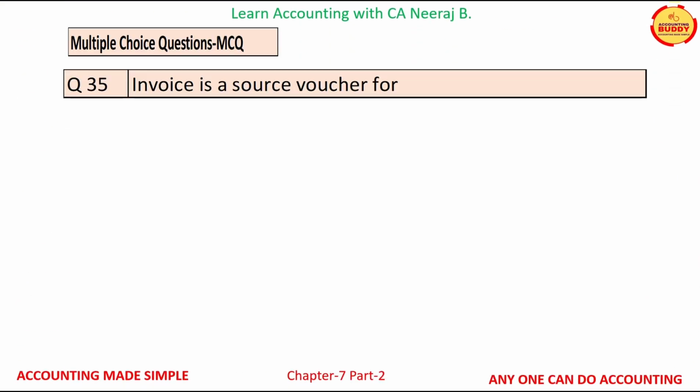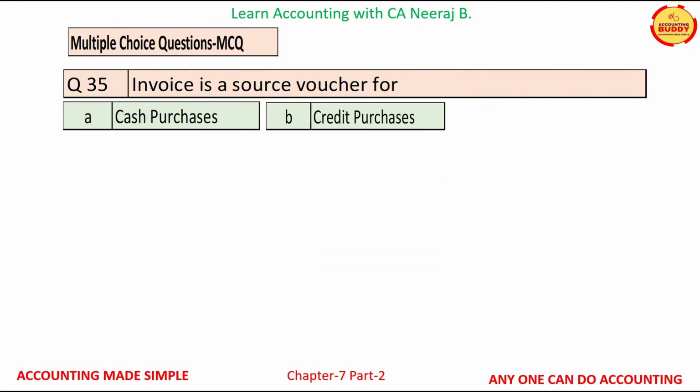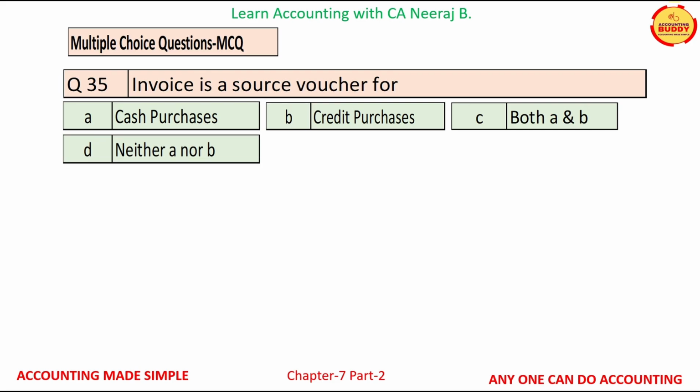Question number 35 on your screens is, invoice is a source voucher for, and the options available are option A cash purchases, option B credit purchases, option C both A and B, and option D neither A nor B. And the correct answer is option B, credit purchases. Invoice is a source voucher for credit purchases.